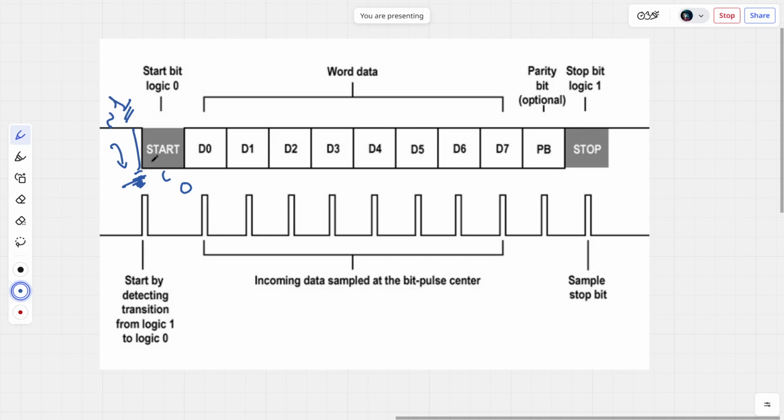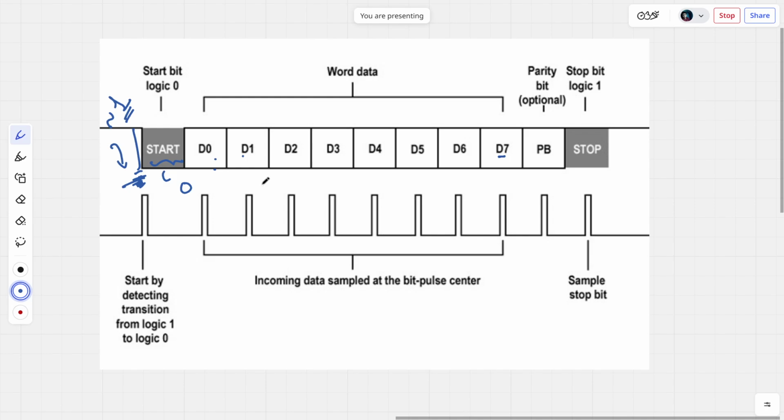After the start condition, you will send the 8 data bits. You can see D0, D1, D2, D3, and so on to D7. D7 means, starting from 0, it's the 8th bit. So these are your data bits. Mostly in a controller, we use an 8-bit frame. So you have 8 bits representing data, the start condition followed by the 8 bits of data.